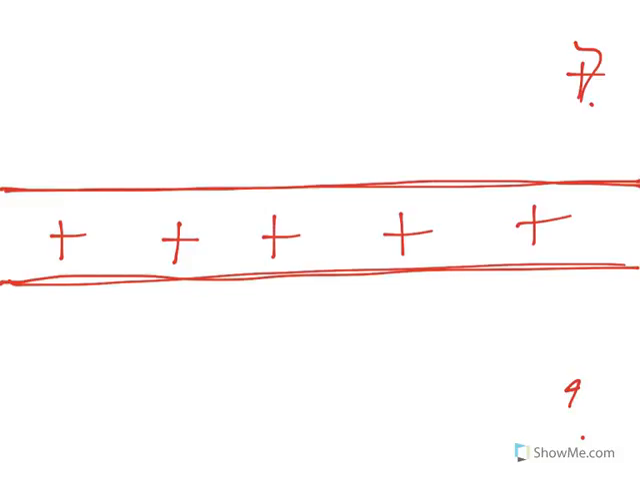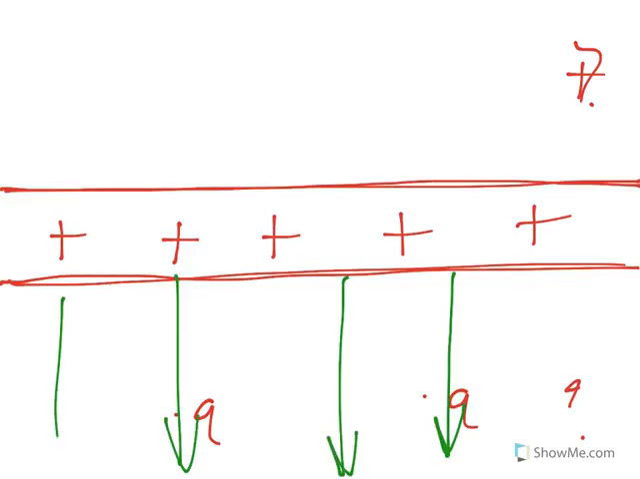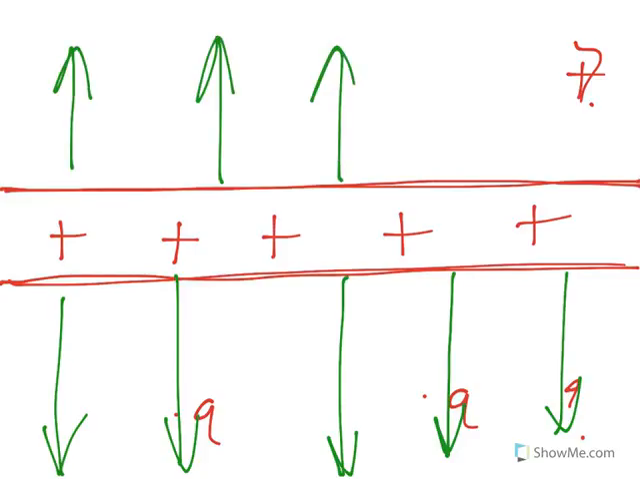Alright, let's think about this. If we've got positive test charges down here, they will all be acted on in the same direction, like this. That means our electric field is going to be uniform, and it will point away from the slab because the slab is positively charged, so positive test charges are driven away.